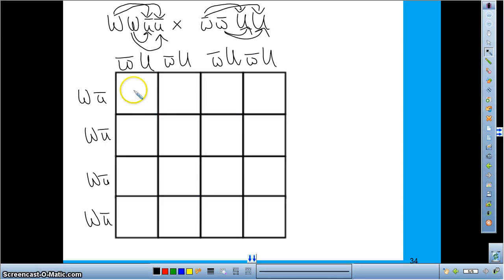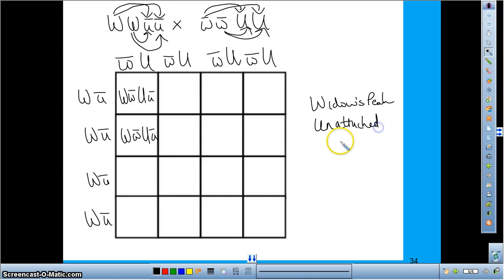So every box on this Punnett square is going to have, we're going to put them in size order, big W, little w, big U, little u. Every single box has the same thing. So the only possibility for the offspring is that they're going to have widow's peak. So they're going to show the dominant trait there. And they're going to have unattached earlobes. Because that's the only possibility there.